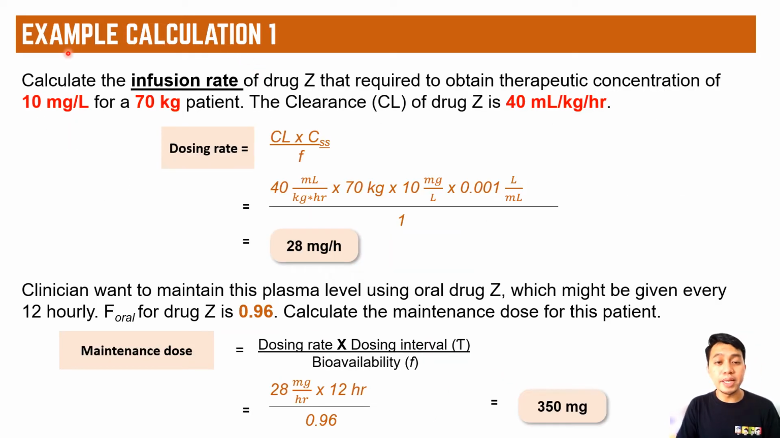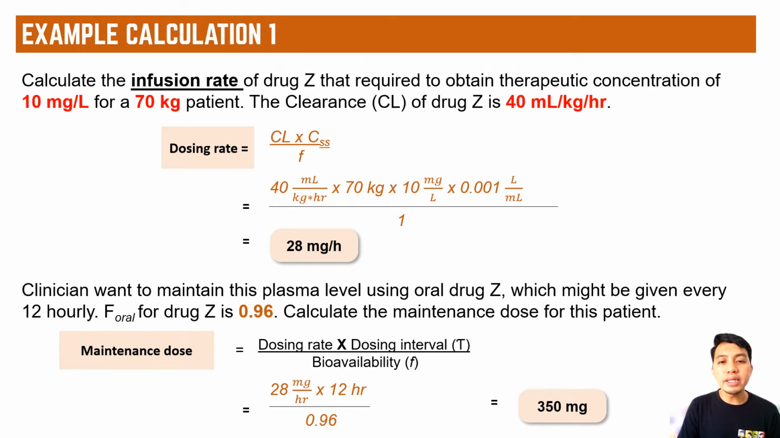Here is an example. Calculate the infusion rate, which is the dosing rate, of drug Z required to obtain the therapeutic concentration of 10 mg per liter for a 70 kg patient. This therapeutic concentration is equal to the steady state concentration. The clearance of drug Z is 40 ml per kilogram per hour. So we need to calculate the dosing rate using this equation, which is clearance times steady state concentration divided by the bioavailability.